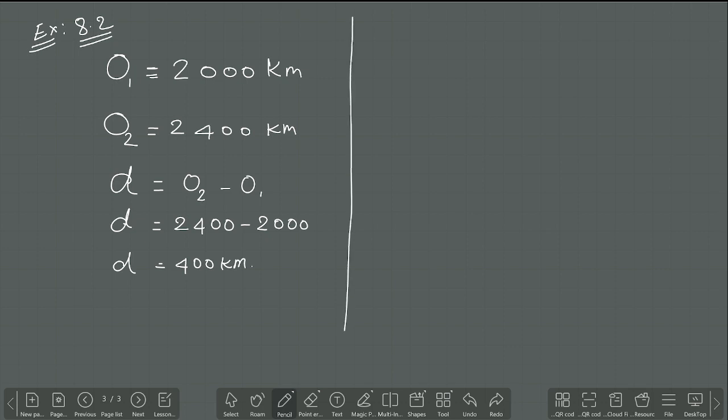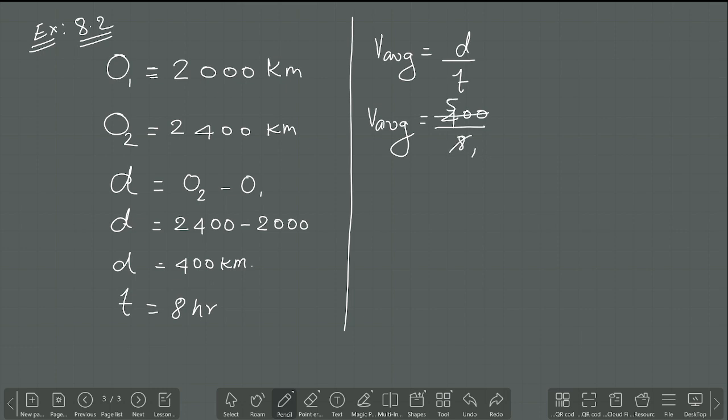For covering the distance, how much time are we taking over here? 8 hours. Clear. So they are asking us to calculate the average speed. What is the formula again? Average speed is equal to total distance covered by total time. What is the value of total distance? 400 by 8. 1 8 is 8, 5 8s are 40, 1 0 is 8, add the 0 at last. So the average speed is equal to 50 kilometer per hour.